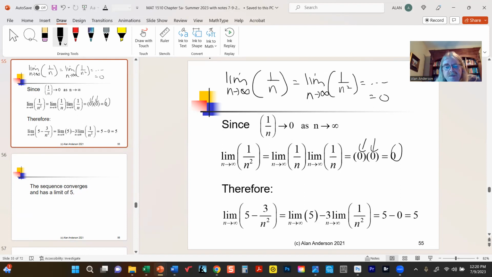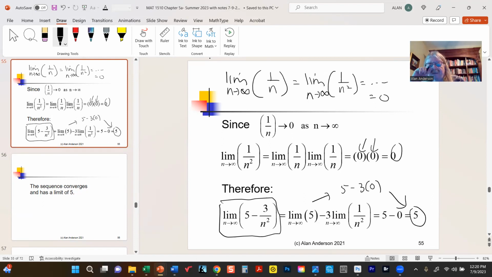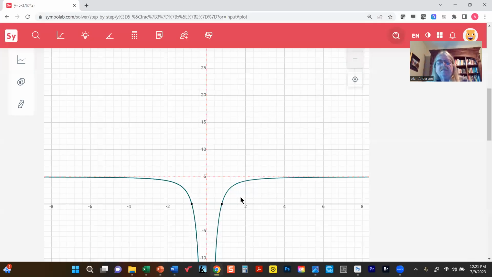So now here, we can break this one up into two pieces. We have the limit of 5 by itself minus 3 times the limit of 1 over n squared, which is 5 minus 3 times 0, which is just 5, as we predicted. Okay, you can see from the graph that there's an asymptote right there at 5. So clearly the function is converging to 5 as n approaches positive infinity. In other words, as we keep moving in this direction, the function is getting very close, but never quite actually touching 5.